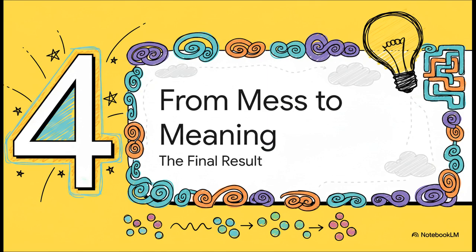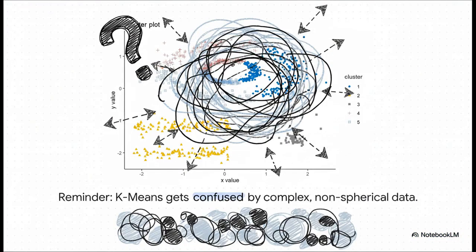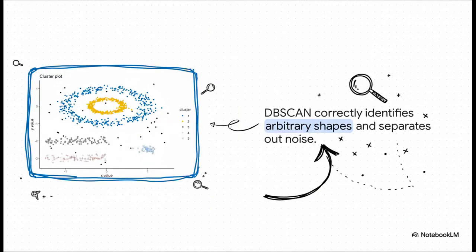Let's see the payoff. So let's just quickly remind ourselves of the problem we started with. K-means saw this data and gave us, well, a complete mess. It totally failed to see the real structure hiding in there. And now, look at the result from DBSCAN. It is perfect. It correctly identified the 2 rings, the 2 lines, and that little clump at the bottom. And just as importantly, see those black dots? That's the noise. It correctly identified and separated out the outliers without trying to force them into a group where they just don't belong.